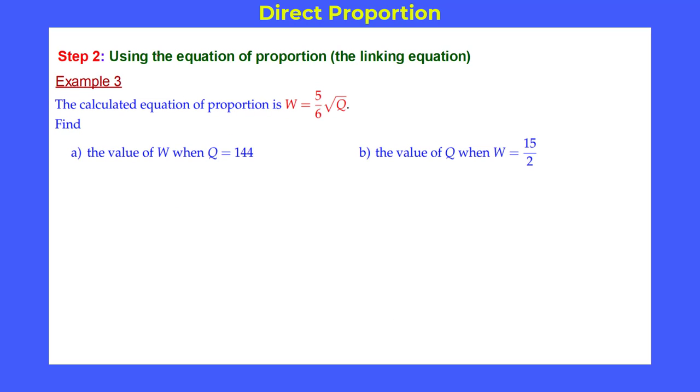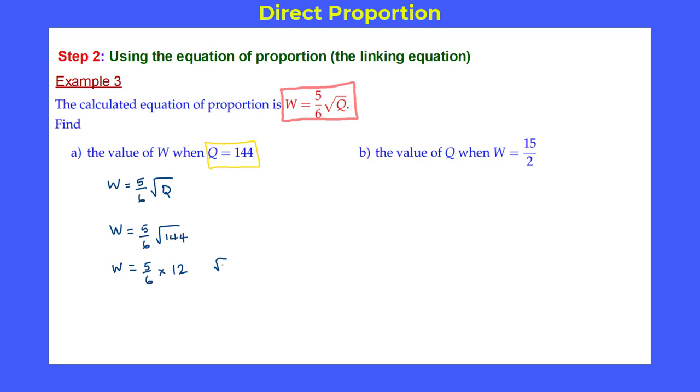Third example, this time W is 5/6 of the square root of Q. Same as before though, write out the equation of proportion. And this time we're told Q is 144. So W equals 5/6 times the square root of 144. Well, the square root of 144 is 12. And 5/6 of 12, we can do it on our calculator if we need to, or we can work it through and we find we get an answer of 10.